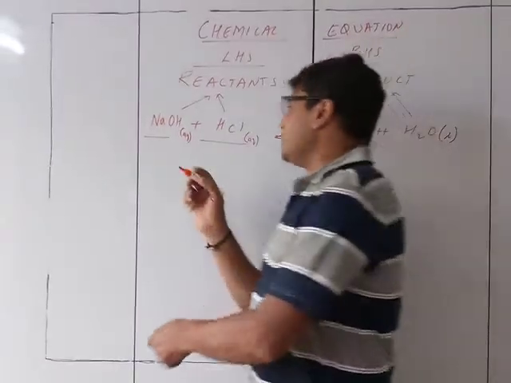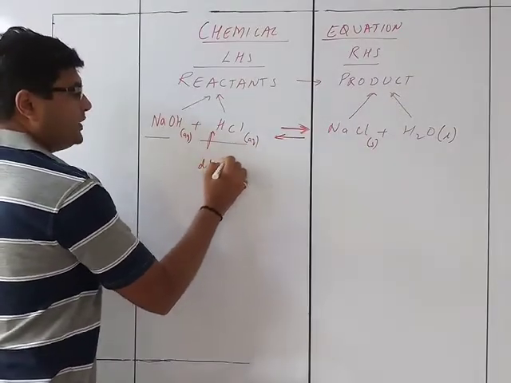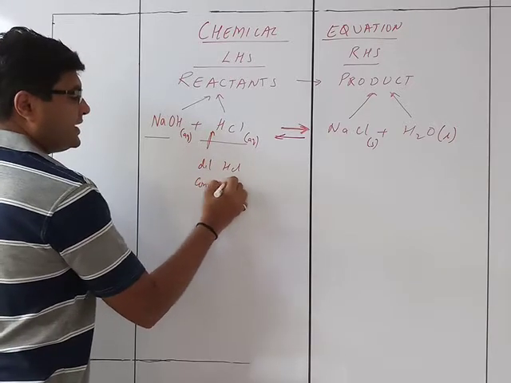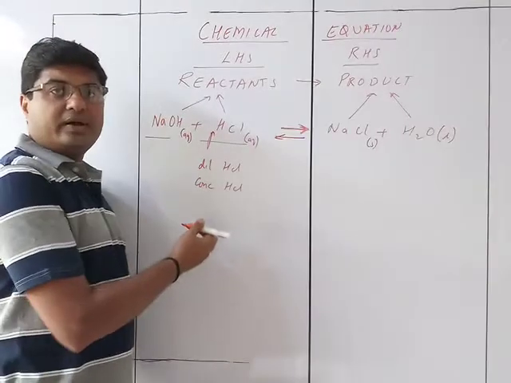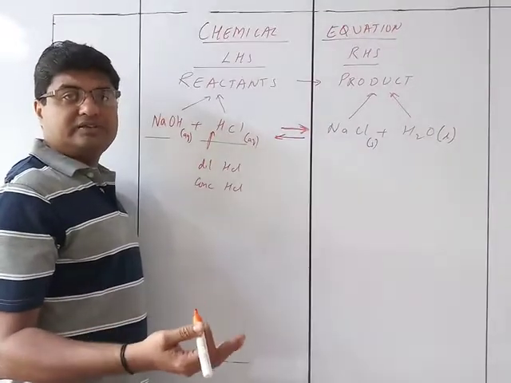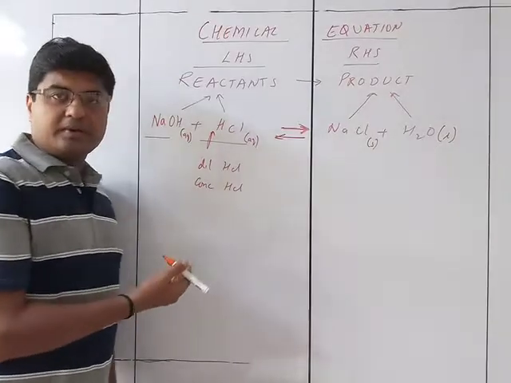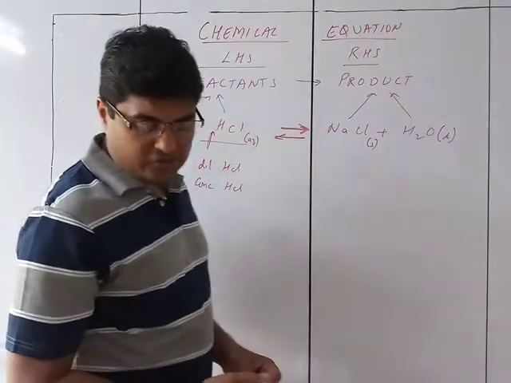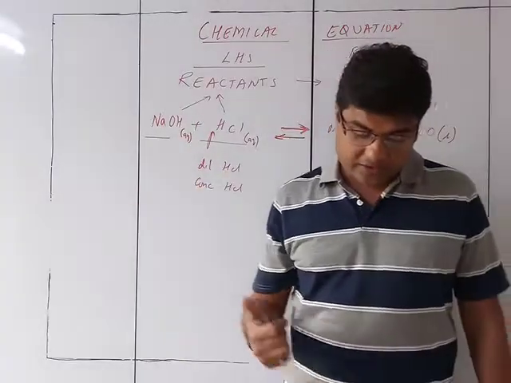You can just write over here dilute HCl, or I can say concentrated HCl, but I cannot write 40% concentrated HCl or 50% concentrated HCl. No, this is never mentioned in a chemical equation. So it does not tell you about the concentration of the reactants and the products.